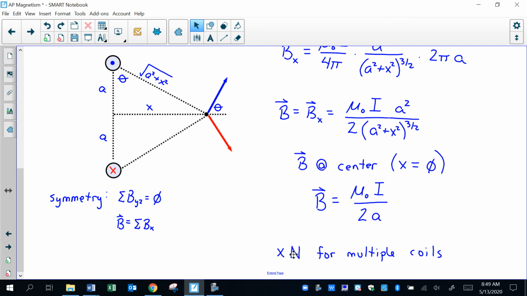Every coil I have will double, triple, quadruple the amount of field I have. So if I have 5 coils, I take this value, multiply it by 5, and so I can throw on the letter N there. So that's going to be the magnetic field at the center of a loop.